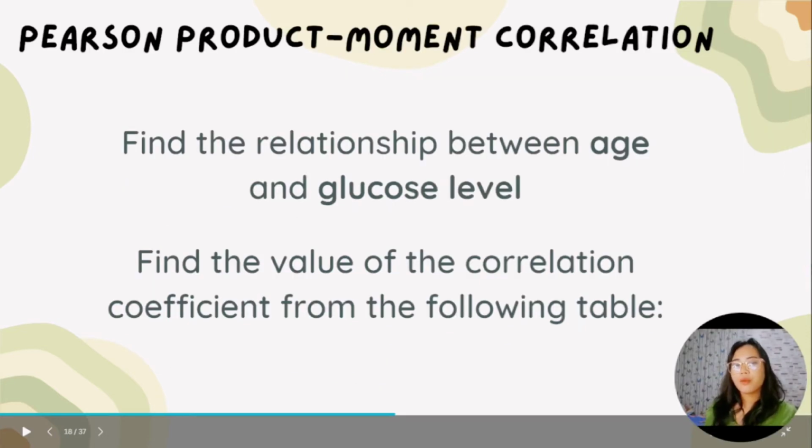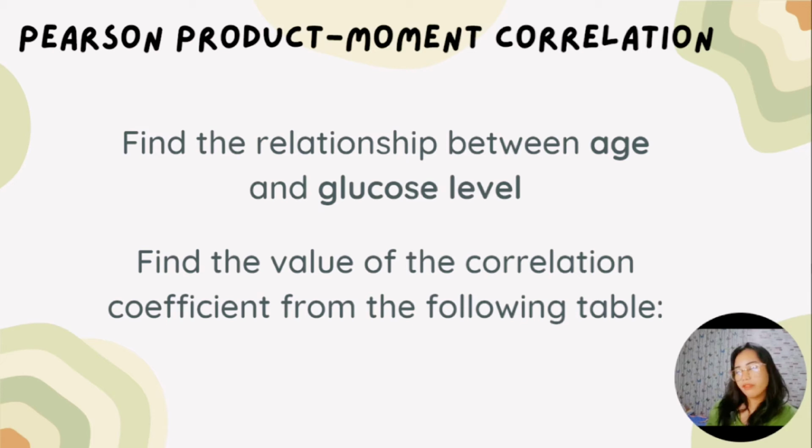Okay, so we are moving on to the third objective, which is to solve for the Pearson product moment correlation coefficient. So I'm going to give an example. Our example will be to find the relationship between age and glucose level.